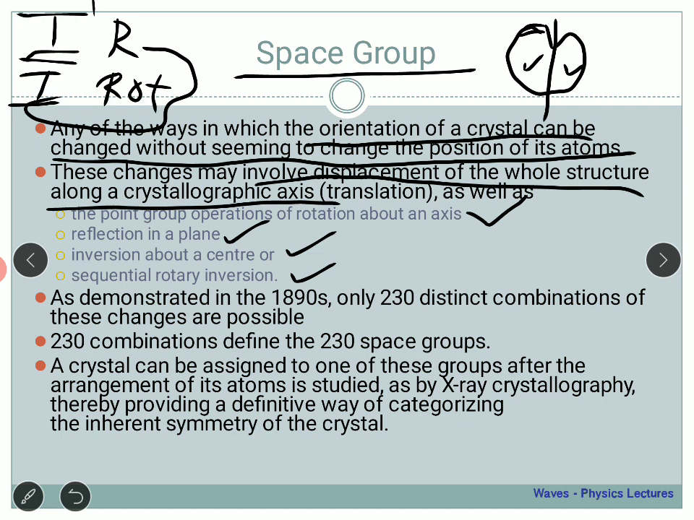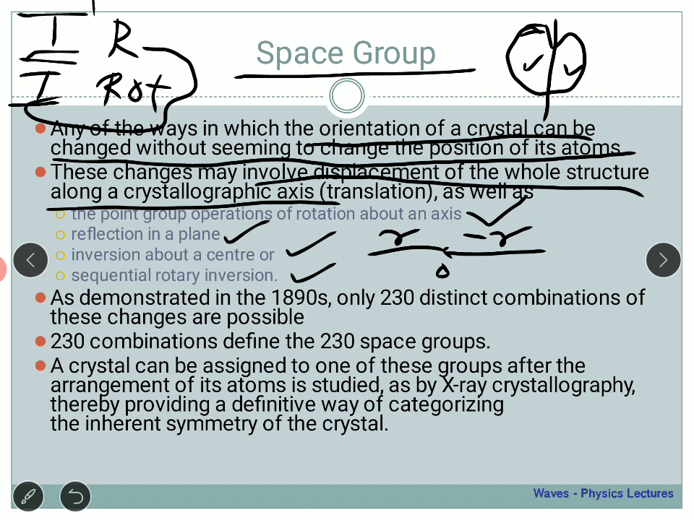In inversion, I hope you remember, this is something different. If you have the origin, let's say this is your 0, and on this side we have a point r. By inversion we mean that on the other side there will be the same point at a position of minus r. That is what inversion is all about. And translation, reflection and rotation, I think these are quite obvious to you.